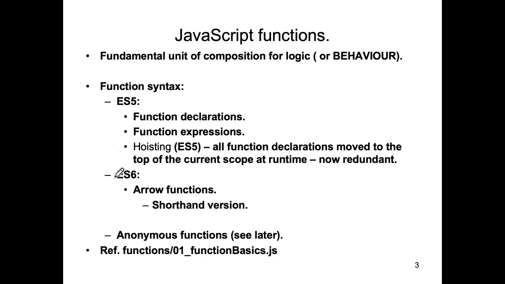In ES6 you can still have function declarations and function expressions, but ES6 in addition introduced arrow functions, and really all arrow functions is a simplified representation of these two up here. It's just a cleaner syntax, as we'll see. And there's also a shorthand form of arrow functions.